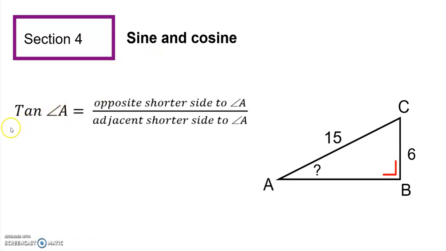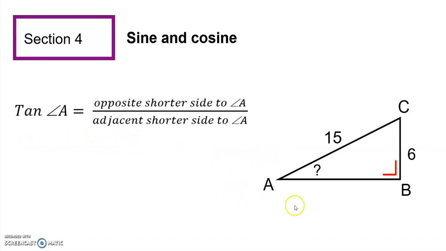Well, until now we only have learned the tangent formula, and you can use it to calculate an angle or maybe one of the sides of a right-angled triangle. But you cannot always use this formula.